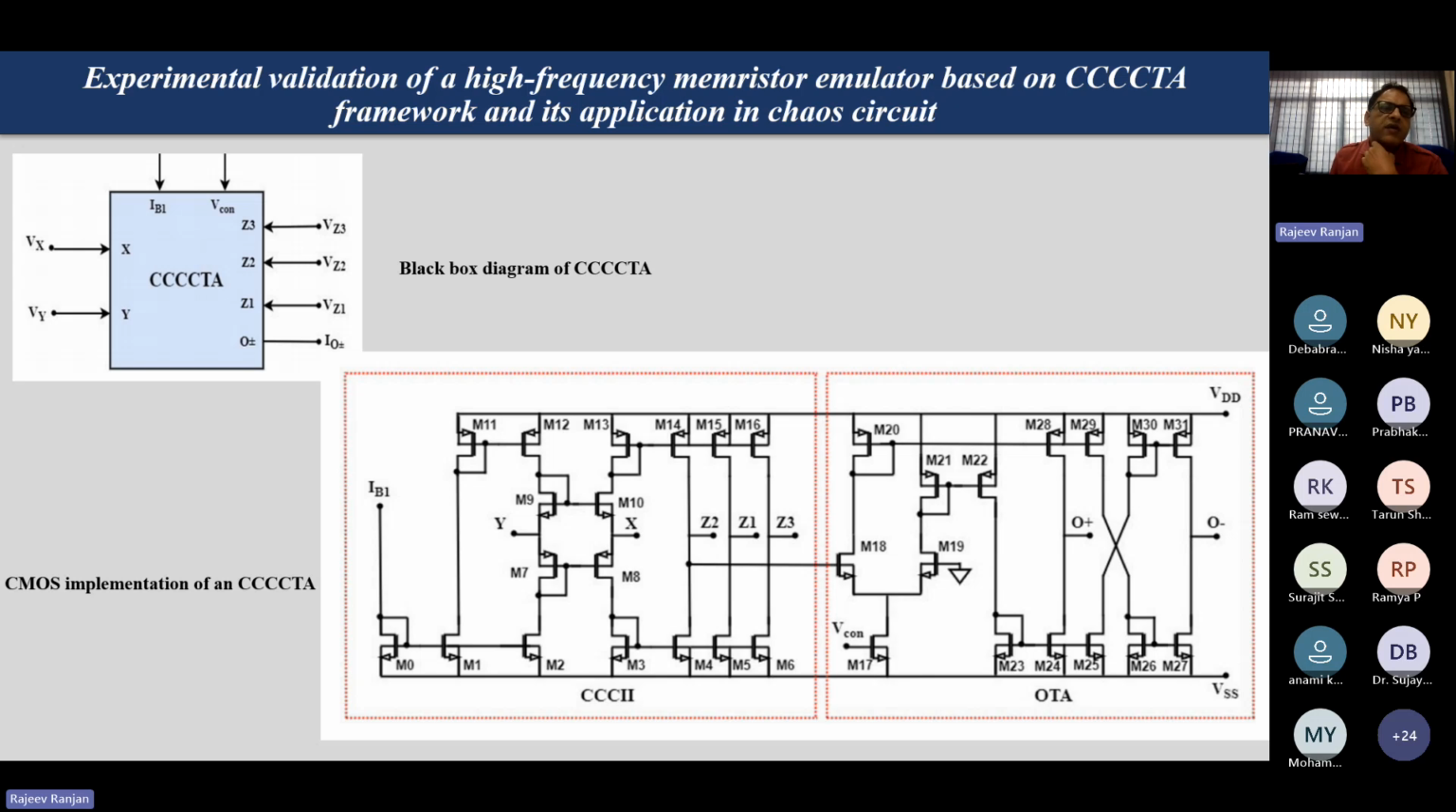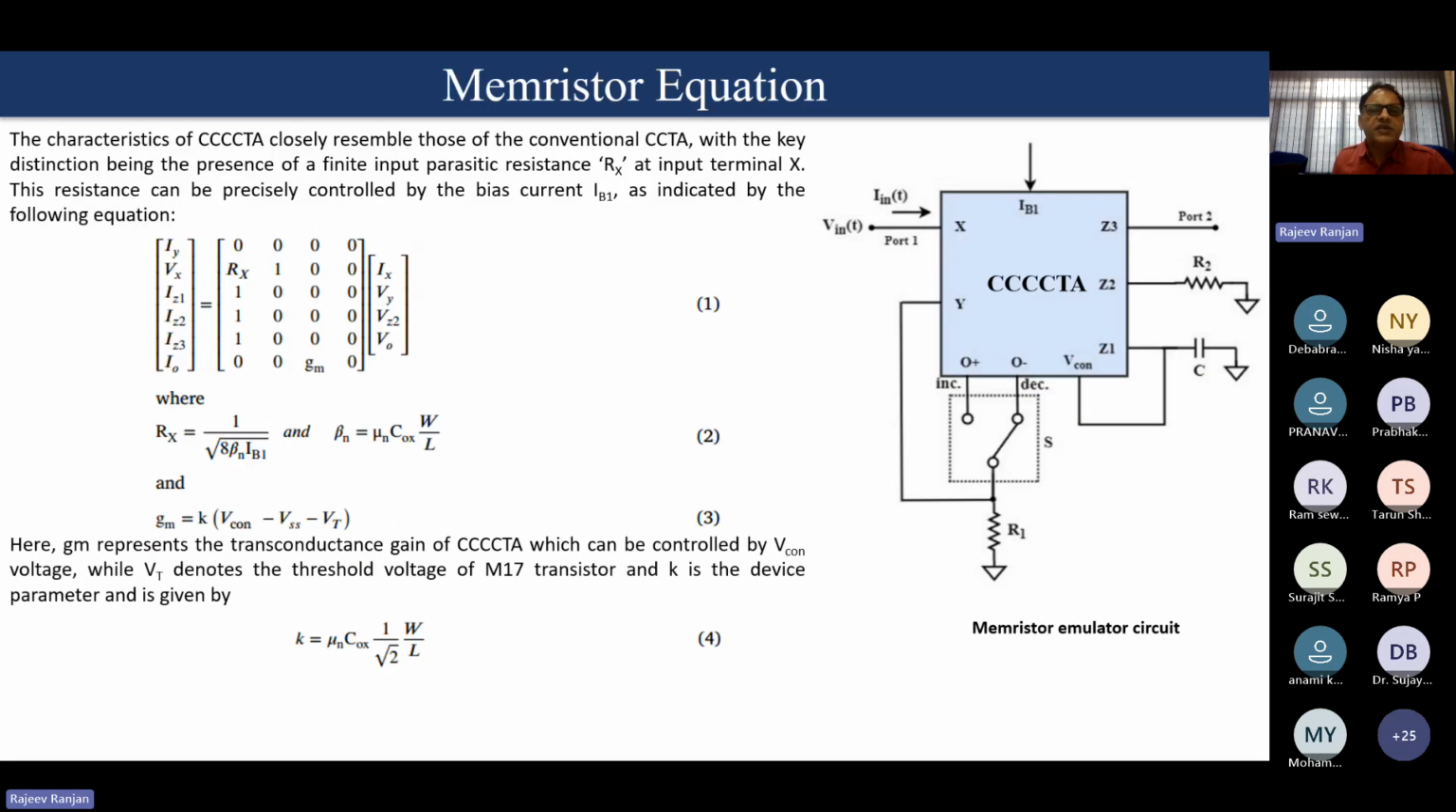This is the block diagram of 4CTA. Here we can see this portion is a double CCII, a triple CCII. In the triple CCII, we can change the current, which is called the current controlled second generation conveyor. We can tune the transconductance using this biasing current IB, and this is the well-known transconductance amplifier. We will use this circuit for designing the 4CTA based memristor emulator. This is the 4CTA based memristor emulator.